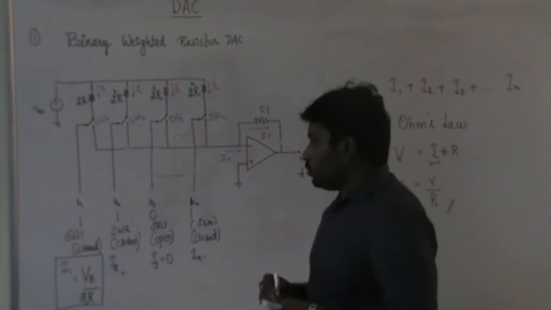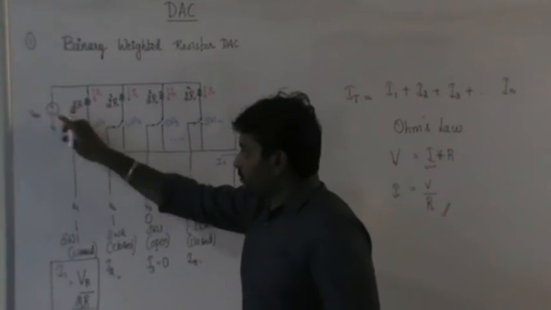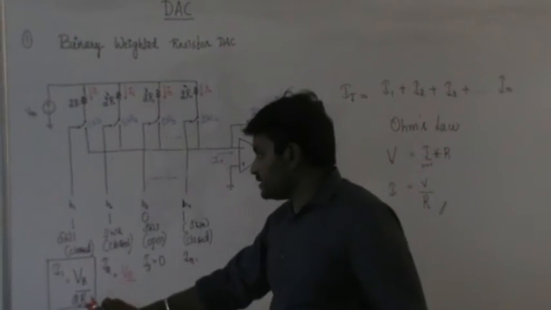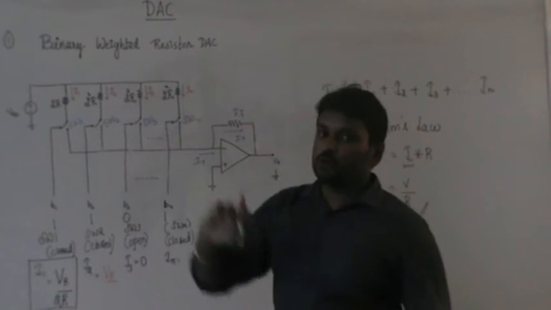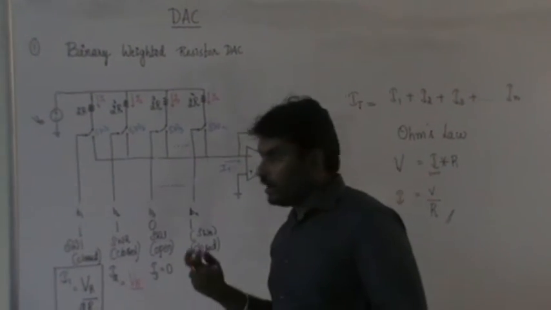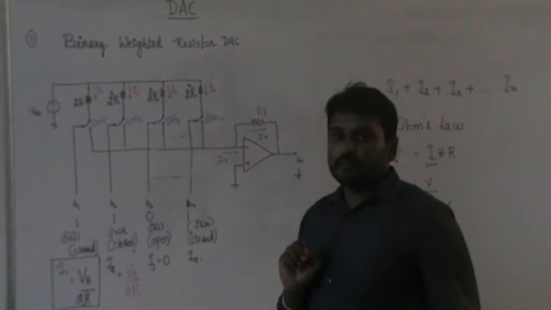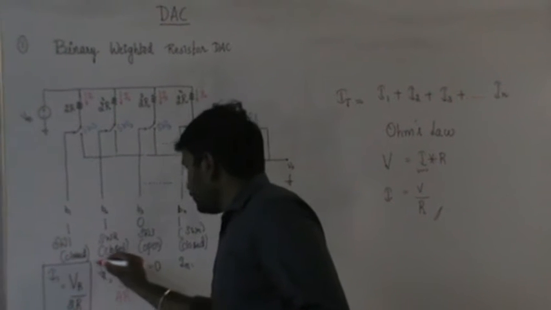Next, what equation do I have to write for I2? I2 is also the same, VR divided by, what is the resistor value here? It is 2 square R. 2 square is equal to what? 4R. I will directly write it as 4R here. It is nothing but 2 square R, right? So this is the equation of I2.